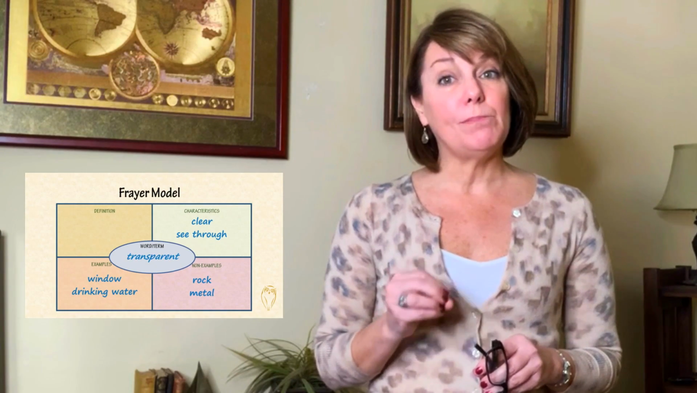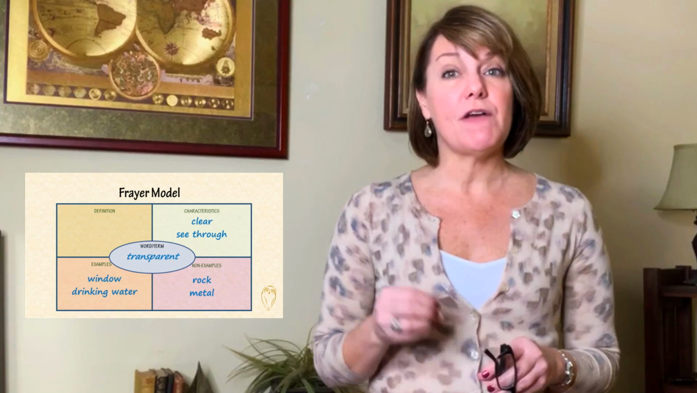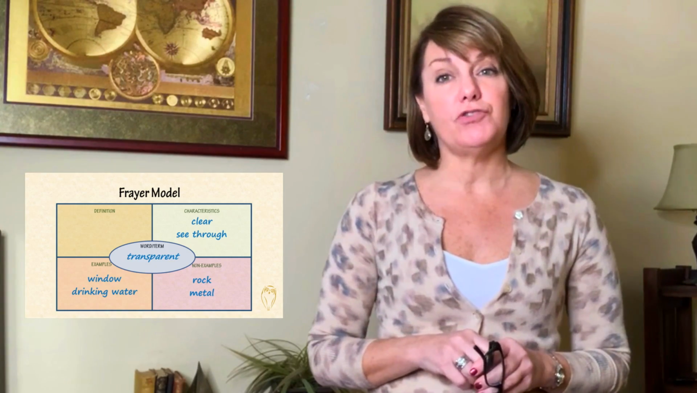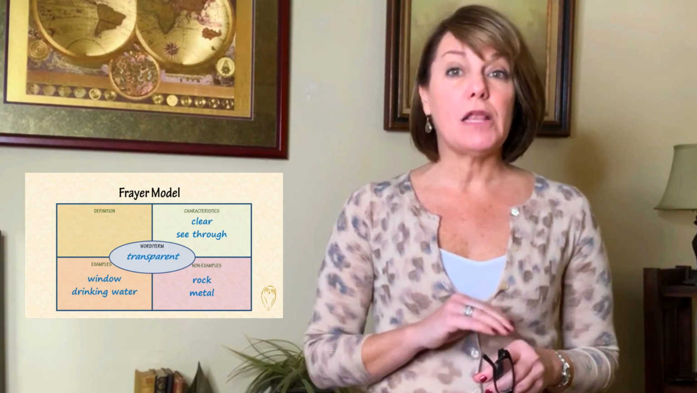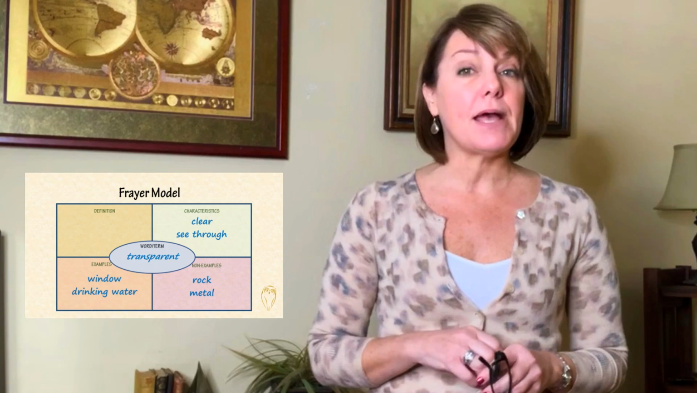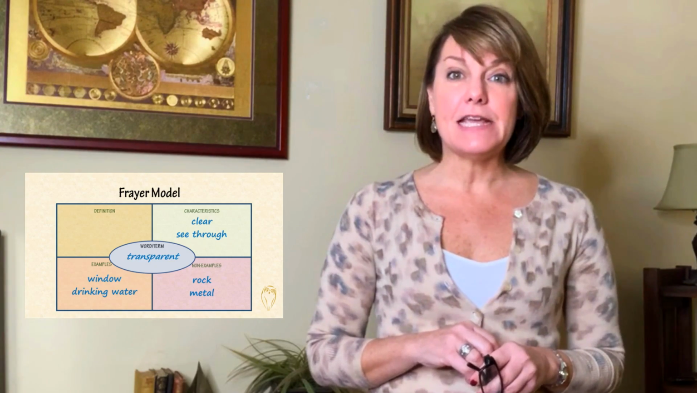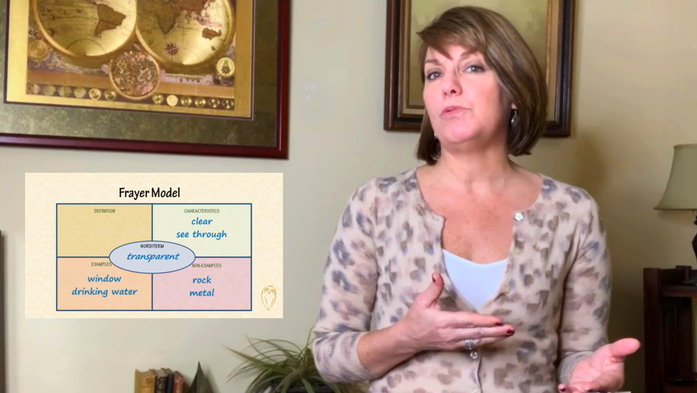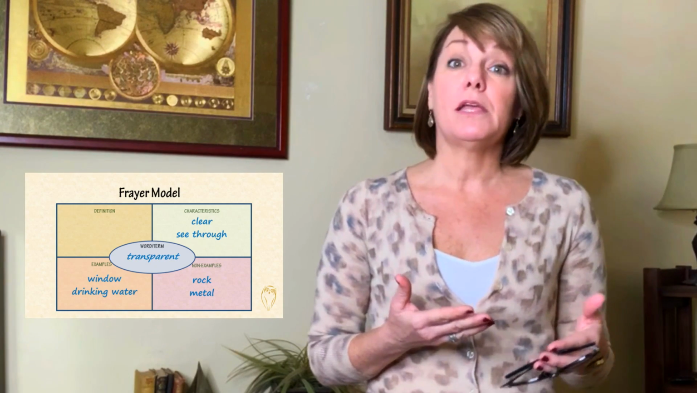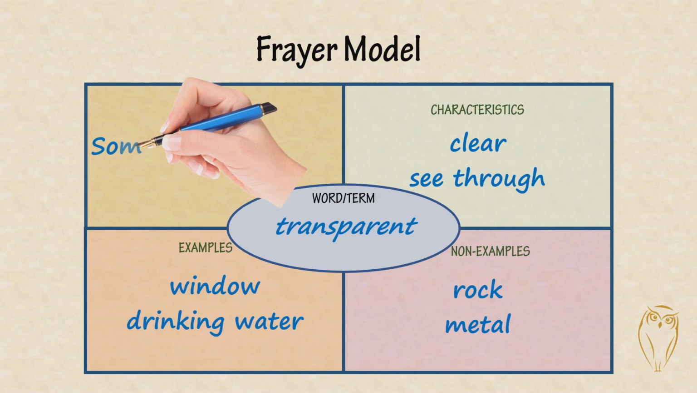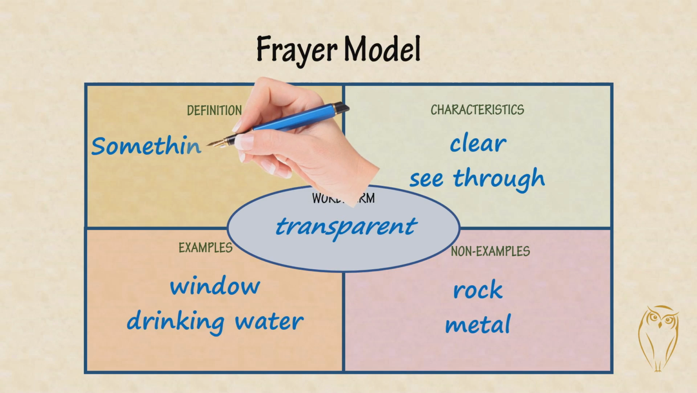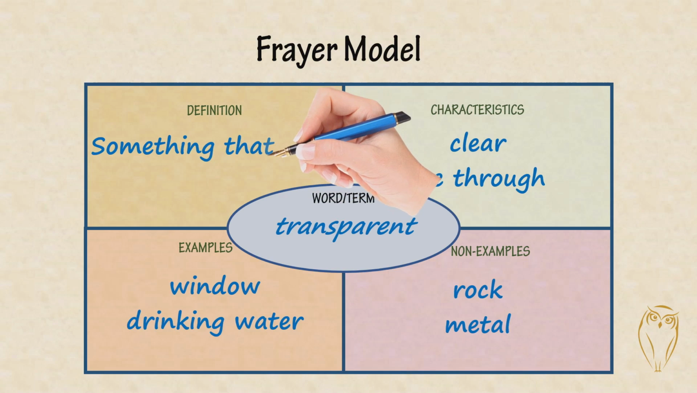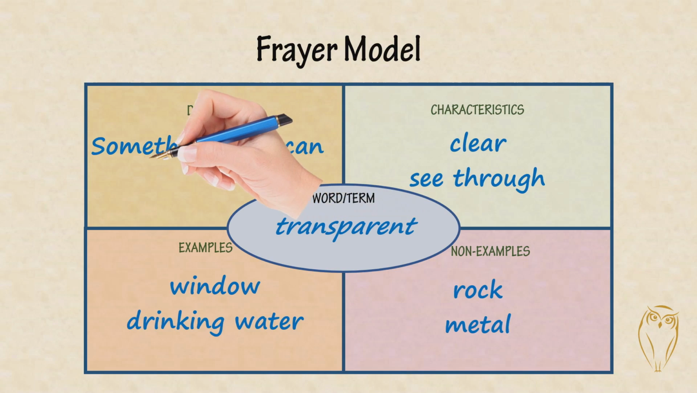And now I have one block left, and that's here to develop and write a definition of transparent. So I look over all the things I wrote in my other blocks, and I think about what's a good definition of transparent. And I might come up with something that can be clearly seen through, or something that I can look through and clearly see an object that's on the other side.